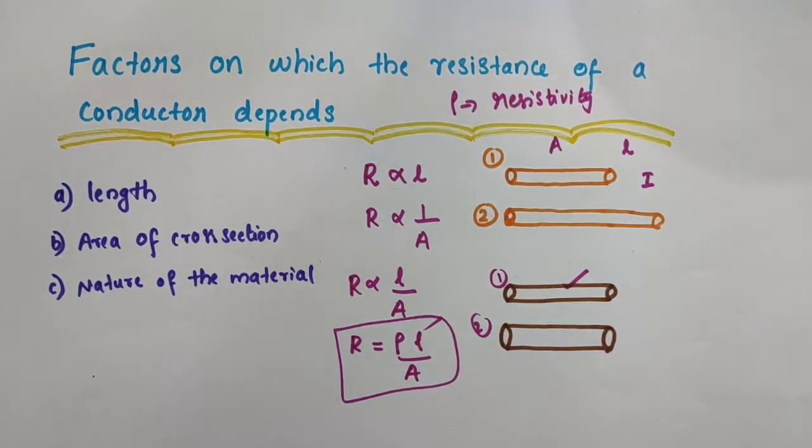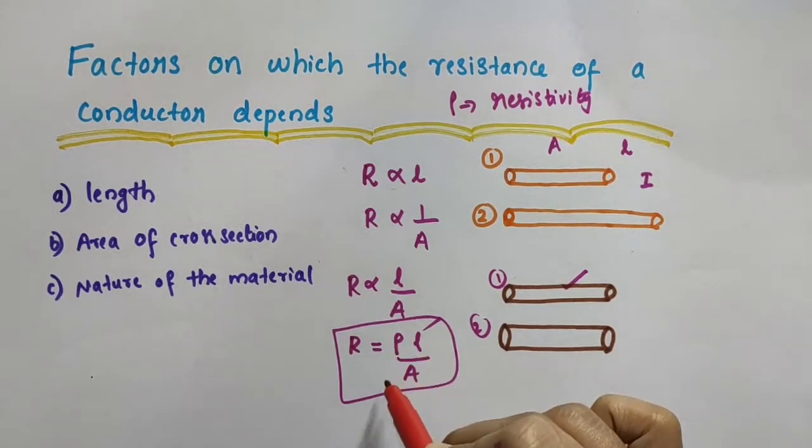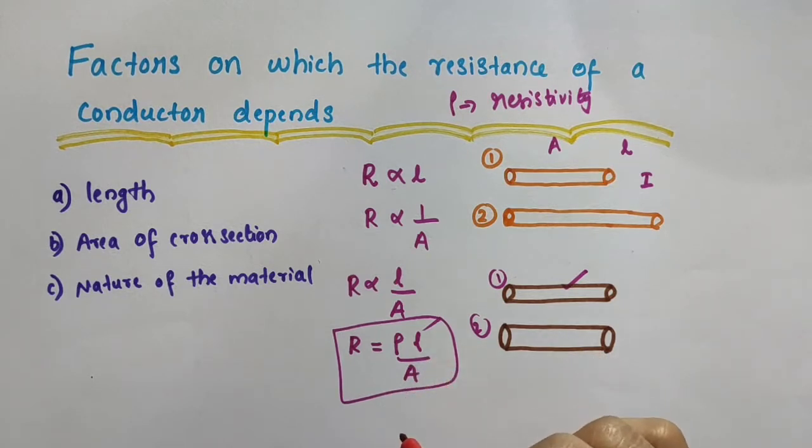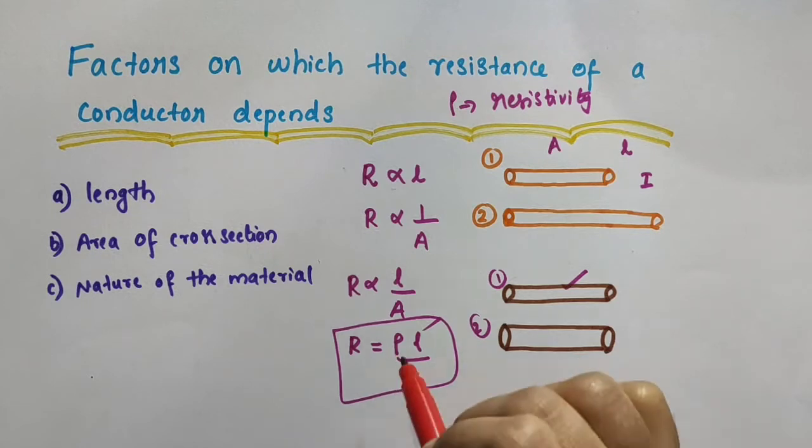Electrical resistivity of the material of the conductor. Now, what will be the SI unit of resistivity? We have the expression: resistance is equal to rho, a constant of proportionality called resistivity, into length L divided by area of cross section. I want to know about the SI unit of resistivity.